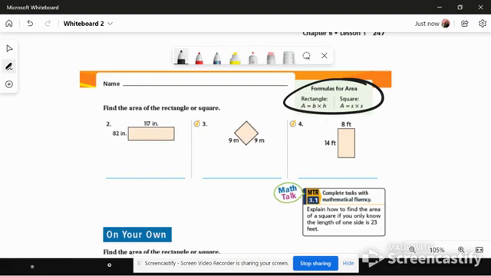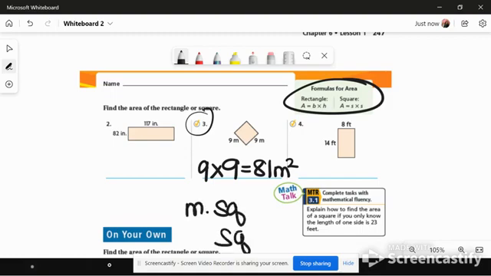So I'm just going to start with the one that's the easiest for mental math, because we should know at this point that 9 times 9 is going to equal 81. And when we're labeling with our units of measurement for area, we're always going to put our unit squared. You can also write it as meters squared or square meters. All of those are acceptable ways to write that answer.